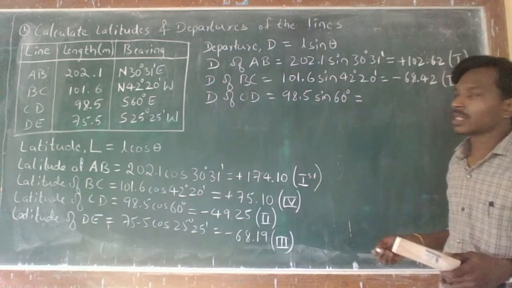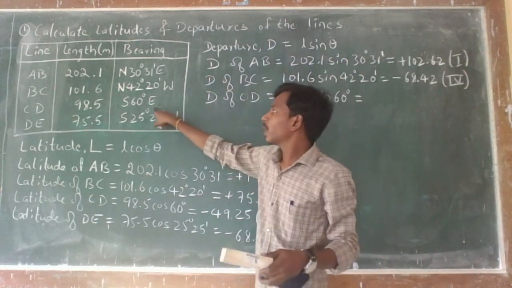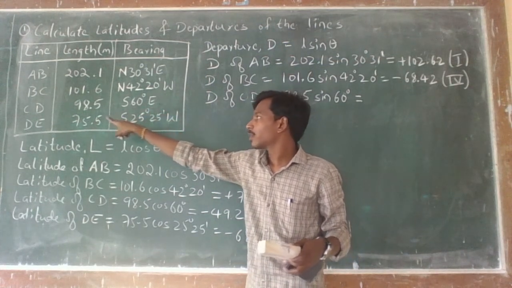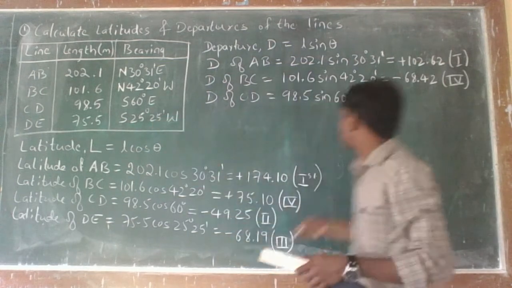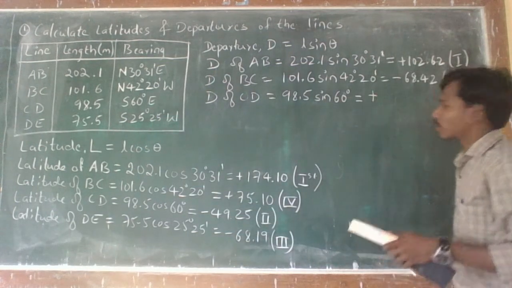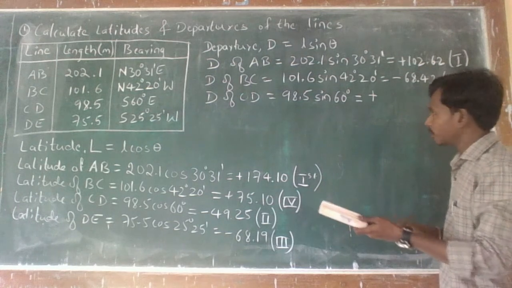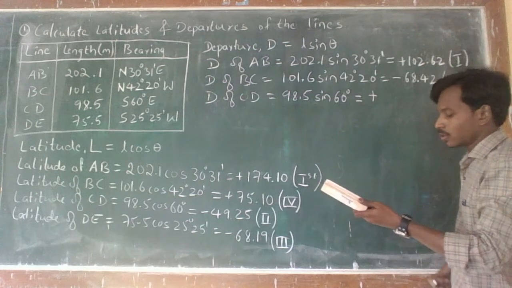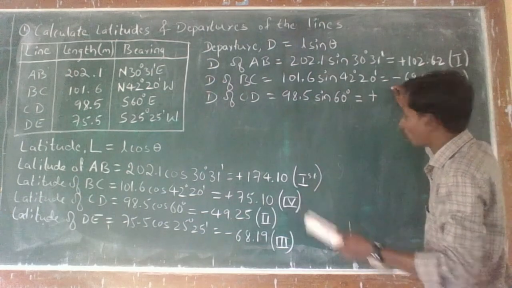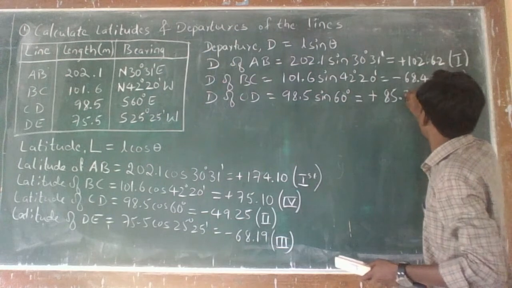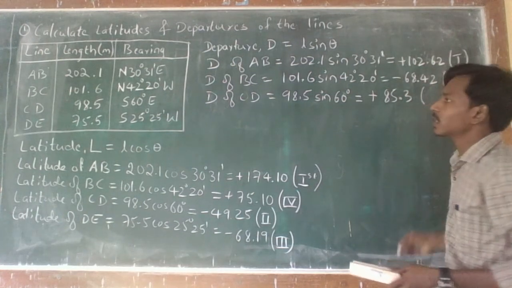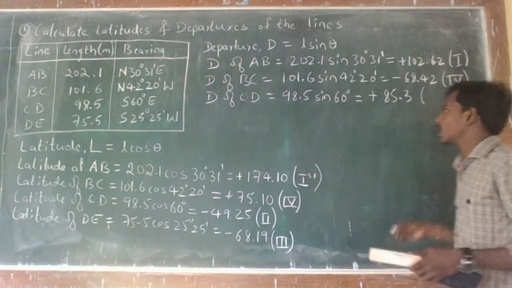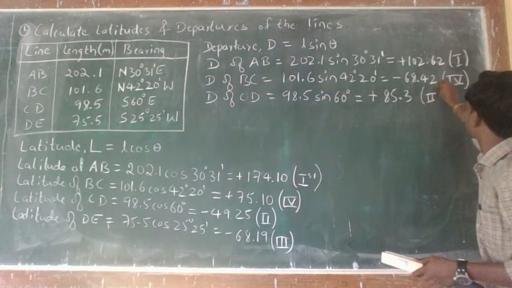Now southeast. So here the departure is towards east. The departure of the line CD is towards east. So take positive sign plus, and now calculate 98.5 sin 60 degrees. So this gives the value 85.3. And now you can see this is in the quadrant southeast. So southeast is nothing but second quadrant. Right here, second quadrant.